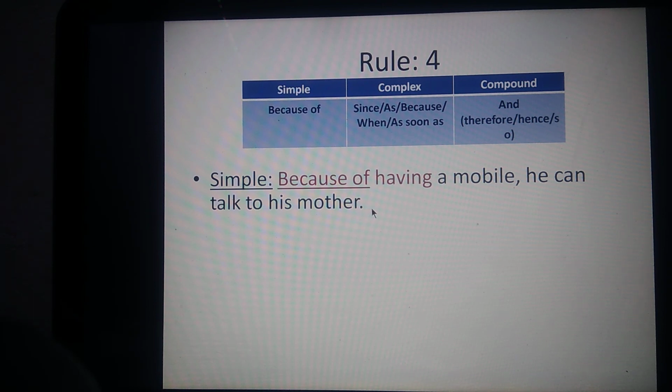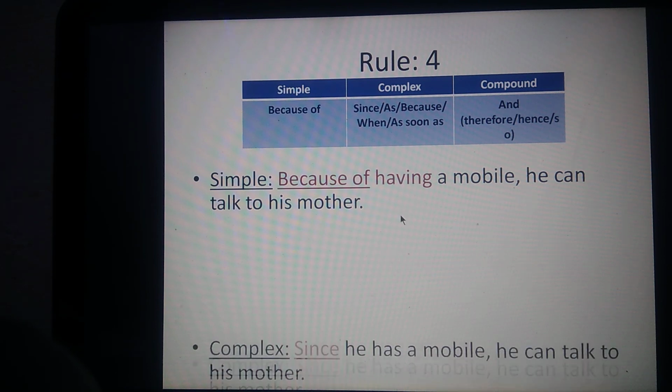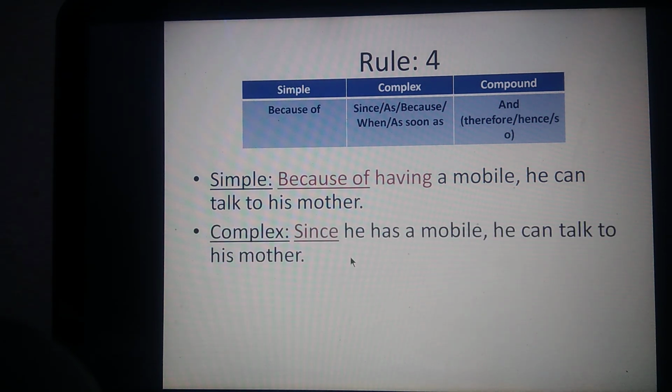To make this sentence complex, we'll need to drop out the prepositional phrase "because of" and use the conjunction "since." So let us use the conjunction "since" here. You see, there is no subject in this part. We'll need to drag the subject from the main clause of the sentence. So in this case, the subject is here. So let us take "he" with the conjunction "since." So "since he." Then the verb of the sentence, "has." Since he has a mobile, he can talk to his mother. So this is the complex form. Since he has a mobile, he can talk to his mother.